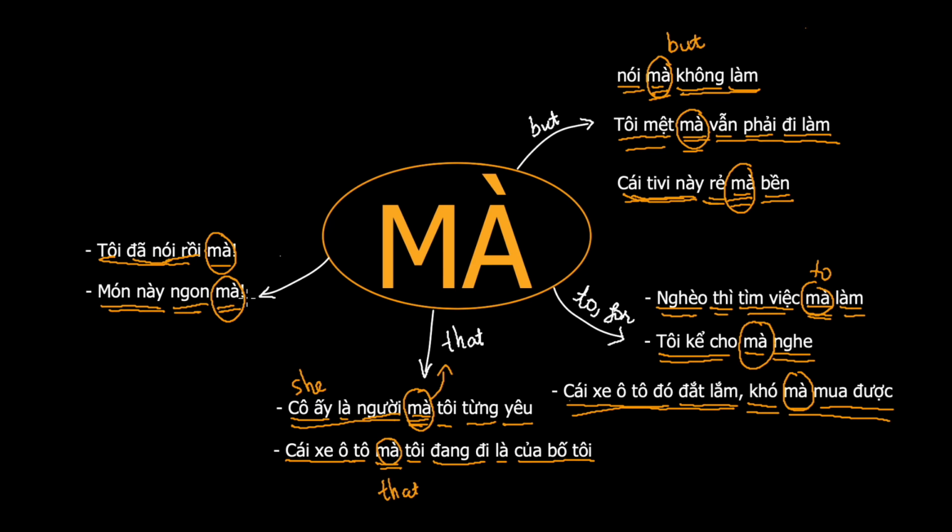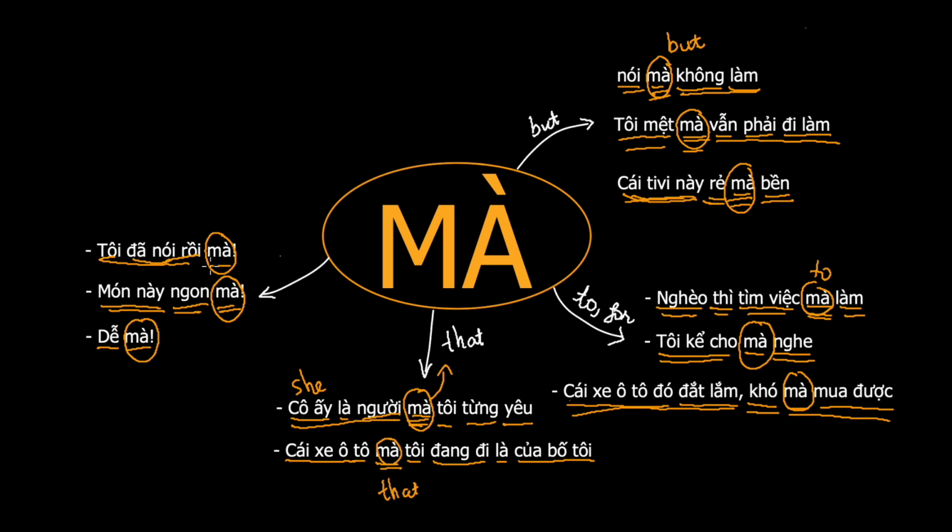Món này ngon mà. Another example here we have dễ mà. Dễ means easy. Dễ mà means you want to affirm that it's very easy to do. When someone says it's difficult, it's complicated, you can say back, dễ mà. No, it's very easy. So we want to affirm that it's very easy.